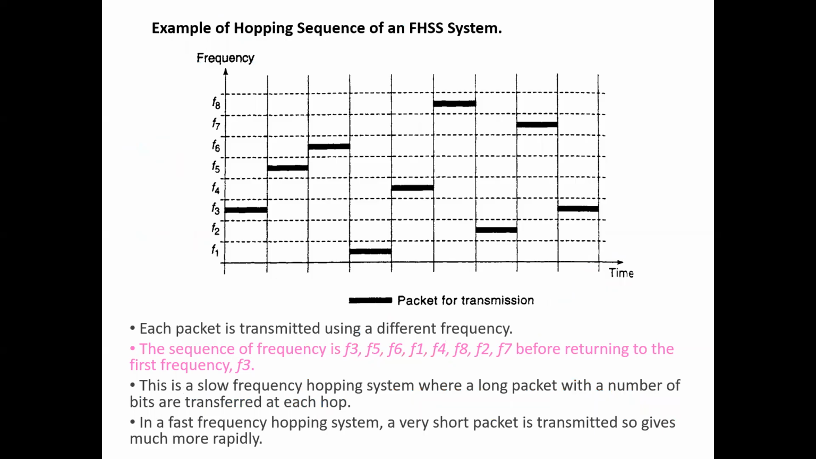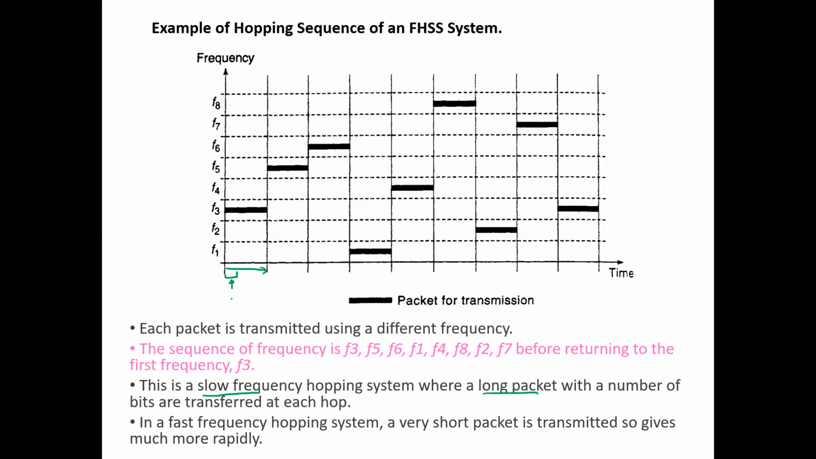Okay, it is mentioned here that this is a slow frequency hopping system, where a long packet with a number of bits is transferred at each hop. So it means that it takes a longer time for each hop. If you want to make it faster, you can make the time slot shorter. So you can have a higher speed of the frequency hopping system.